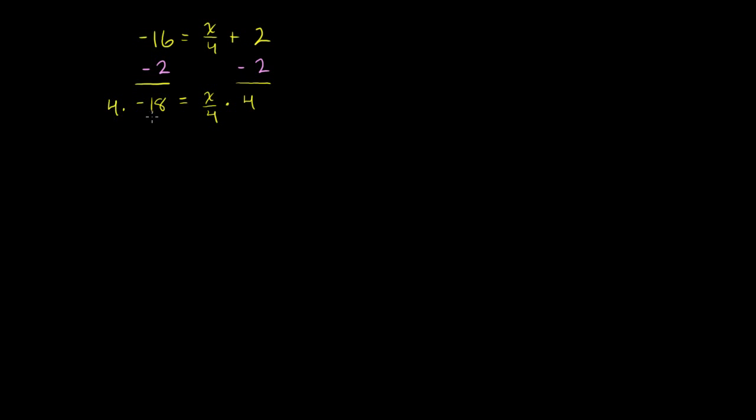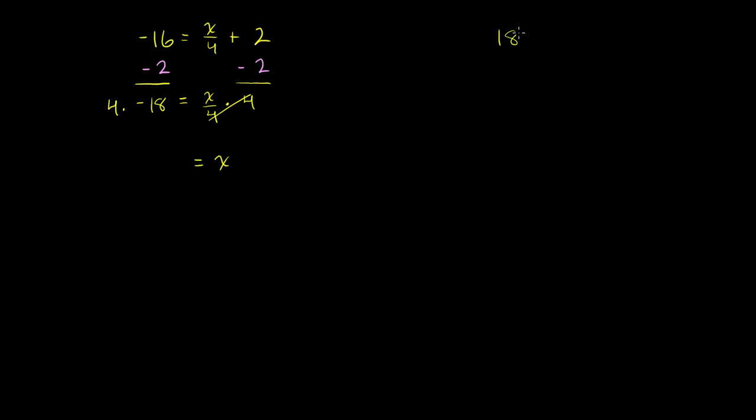So we get 4 times negative 18 is equal to x over 4 times 4. The x over 4 times 4, that cancels out. You divide something by 4 and multiply by 4, you're just going to be left with an x. And on the other side, 4 times negative 18. Let's just write it out.